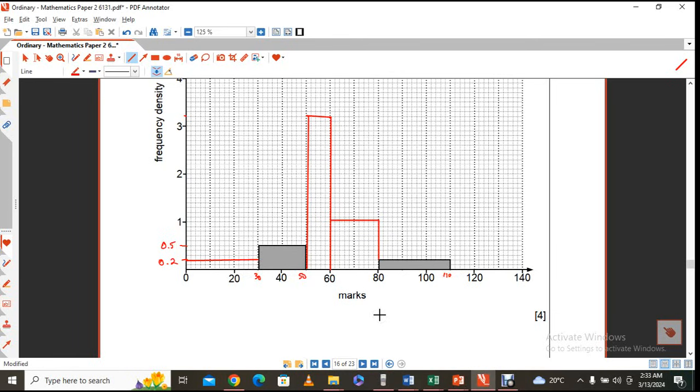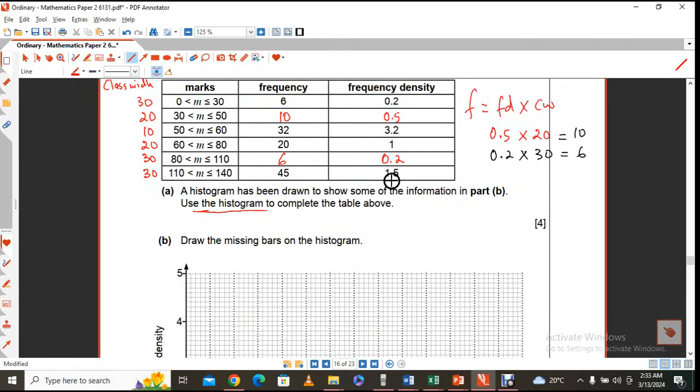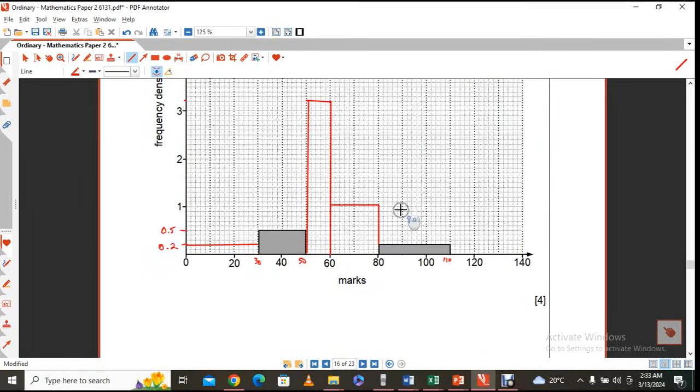The fourth one is from 110 to 140. 110 to 140 is 1.5. Now we have to be very careful. That's 1, 1.1, 1.2, 1.3, 1.4, 1.5. I believe it's there.